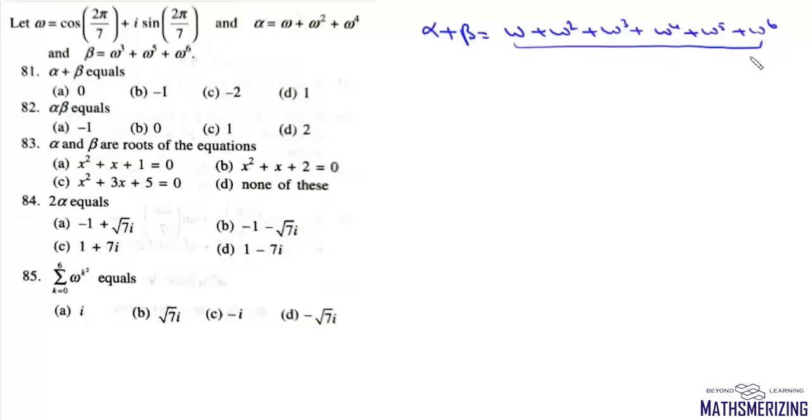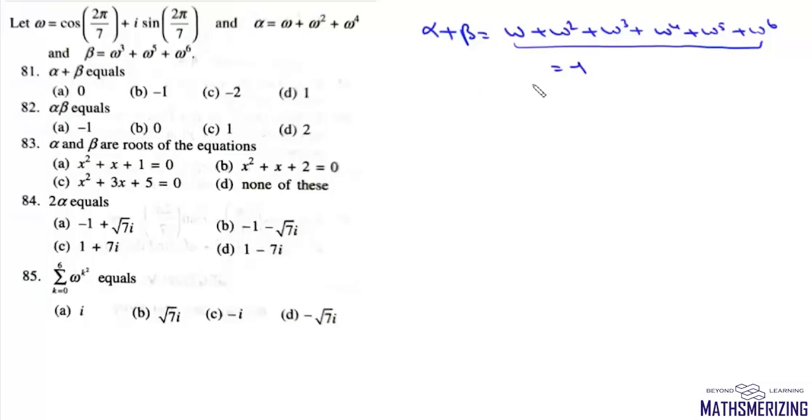Now here the question is, let omega be 7th root of unity, and it says alpha is omega plus omega square plus omega to the power 4, and beta is omega cube plus omega to the power 5 plus omega to the power 6. Now the first question is we need to find the value of alpha plus beta. Now we know that alpha plus beta will be omega plus omega square plus omega cube plus omega to the power 4 plus omega to the power 5 plus omega to the power 6, which is sum of 7th roots of unity except 1, and we know that this result is equal to minus 1.